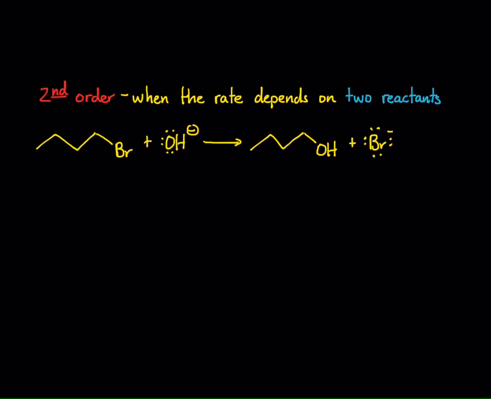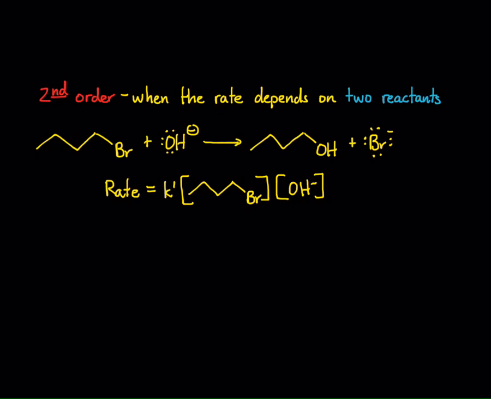Now I get 1-butanol plus bromide. And when we study the kinetics of this reaction, we see that the rate of the reaction depends on the concentration of 1-bromobutane, and also on the concentration of the hydroxide ion. So if we doubled the concentration of the alkyl halide, we would double the rate. If we double the concentration of hydroxide, we would double the rate. Also notice I say k prime. So k is a constant.